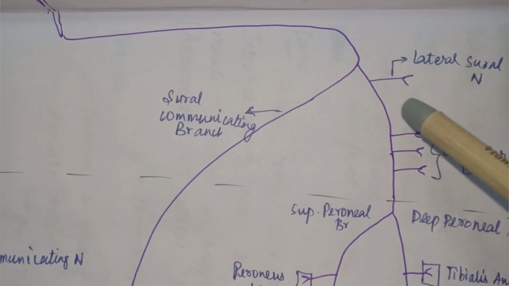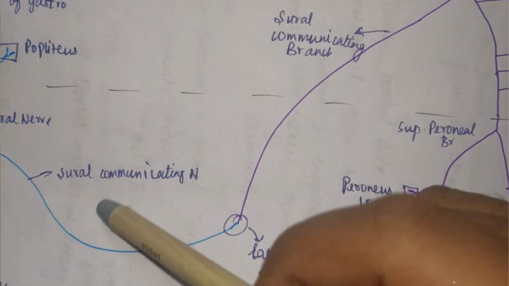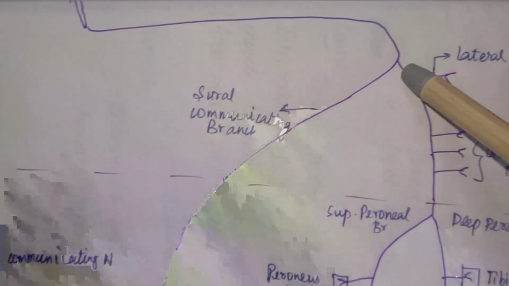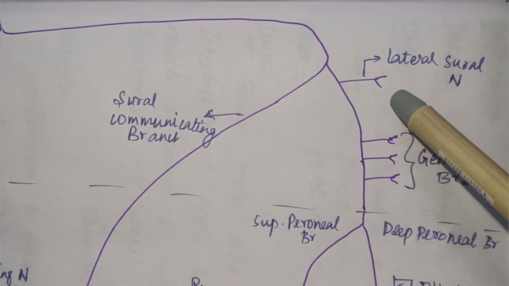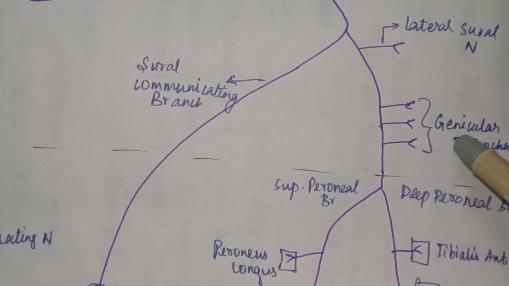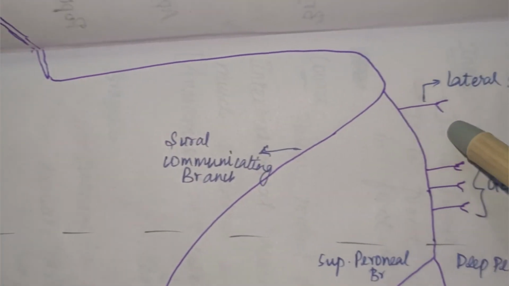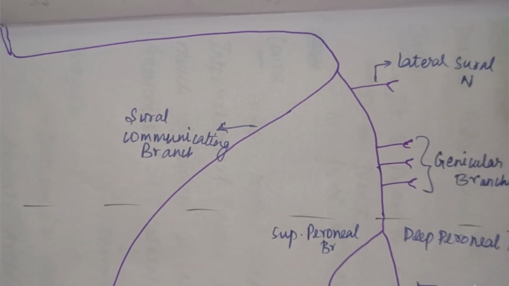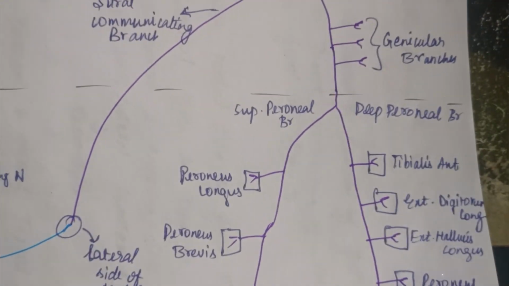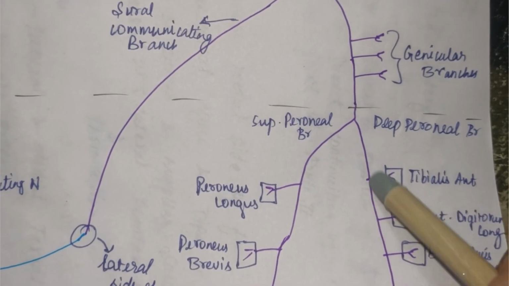The common peroneal nerve, as I already said, has a sural communicating branch that communicates with the sural communicating nerve of the tibial nerve and supplies the lateral side of the foot and the little toe. Also, it gives rise to different branches like the lateral sural nerve and genicular branches in the popliteal fossa. And now in the leg, it gives two branches: the superficial peroneal branch and the deep peroneal branch.